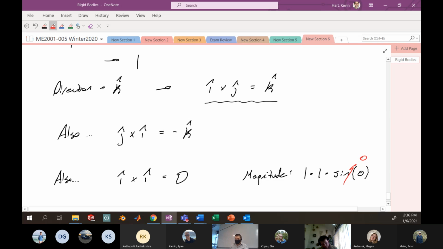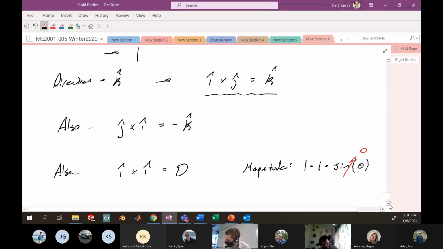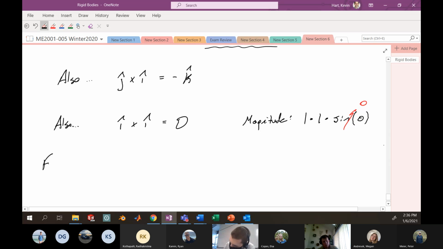This will be important for us when we're starting to work with moments and we're doing some component in I crossed with some component in J. Is that resultant going to be in the positive K or the negative K? You have to understand how we come about positive or negative directionality given the right-hand rule and these unit vectors and how it's applied.